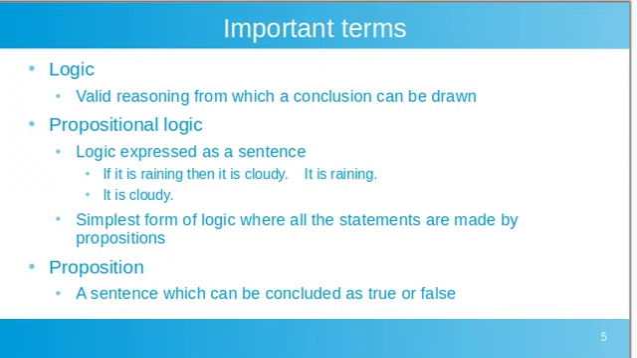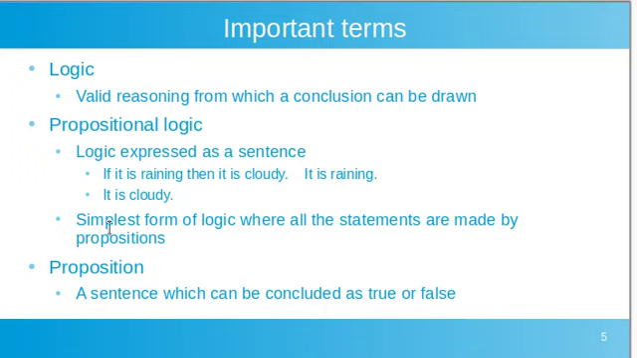Now, logic, what is logic? Logic is valid reasoning from which we can conclude something. Now propositional logic: when logic is expressed as a sentence, it is called propositional logic. For example, if it is raining, then it is cloudy, and it is said that it is raining, so we can conclude that it is cloudy. So it is a logic, and as it is expressed as a sentence, it is propositional logic.